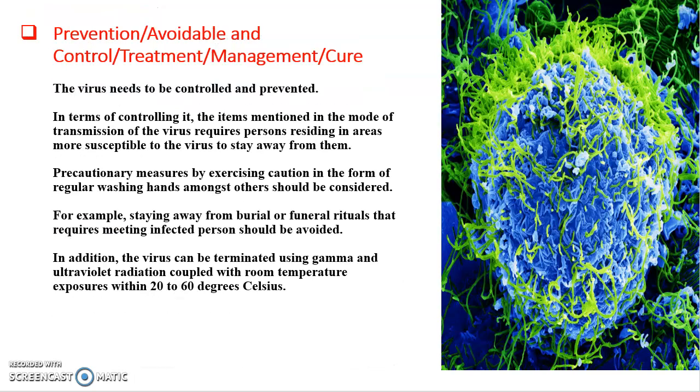In terms of prevention and avoiding this virus, or in terms of controlling it or the management of it, I think it's very important that that needs to be worked on and controlled. In terms of controlling it, the items mentioned in the mode of transmission of the virus require persons residing in areas more susceptible to the virus to stay away from them. Precautionary measures could also be in the form of regular washing of hands, and also trying to stay away from burial ceremonies and funeral rituals in these cultures. In addition, gamma and ultraviolet radiation coupled with room temperature exposures within 20 to 60 degrees Celsius can also be adopted as measures to be taken in terms of considering how to control it, treat it, and cure.